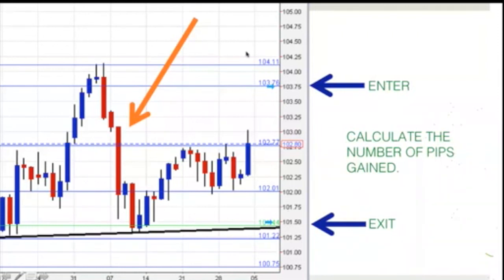What did you gain? Let me help some of you guys who need some help getting started. Take the 103.75, right, where you entered, and you subtract the 101.50, right? And then you should end up with a number that looks kind of like this: 2.25. That's what you should have got in your calculator.